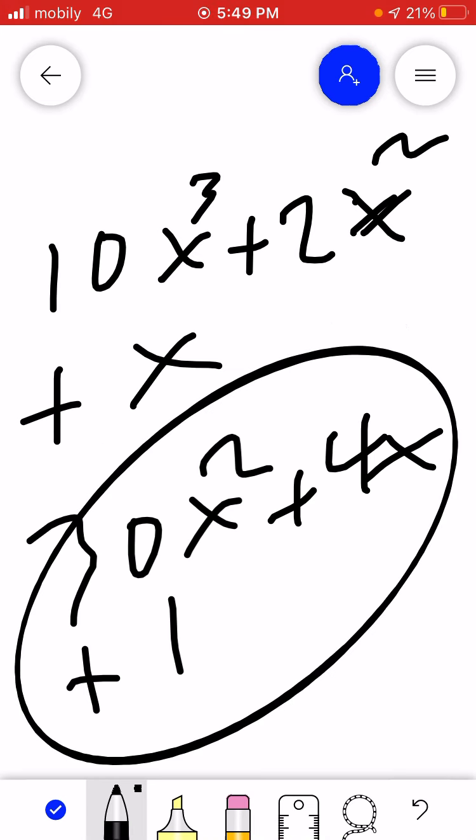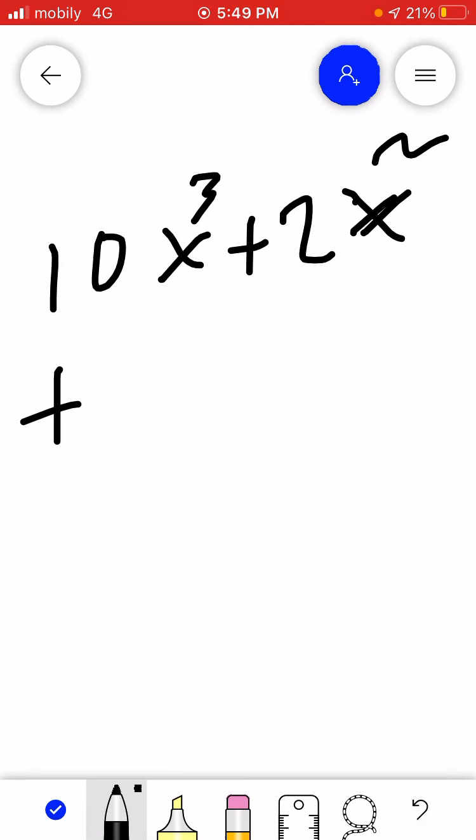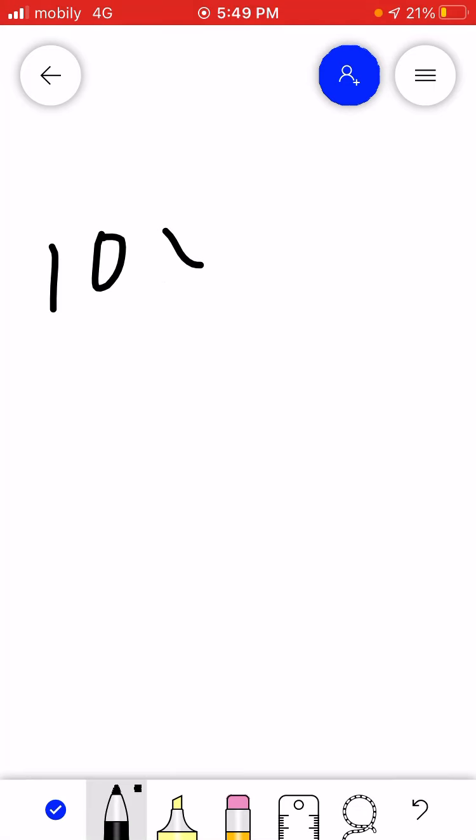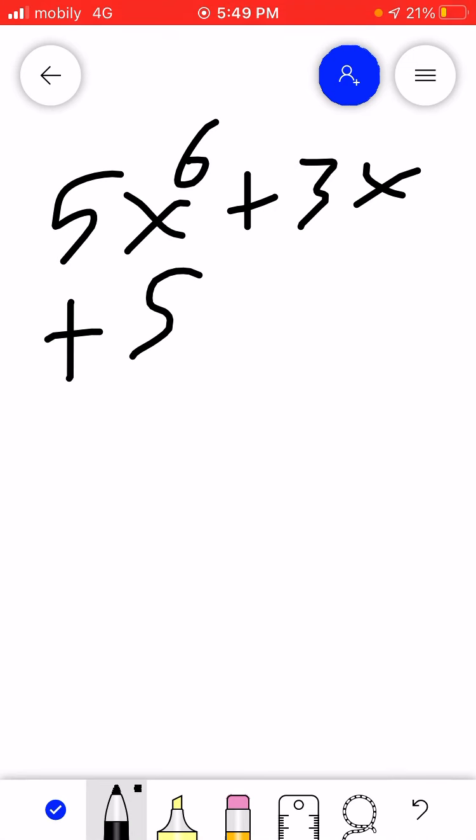Limits is a whole other thing. We can do it later. So that is how we find the derivative using the power rule. For example, let's give you another example. Let's say we have 5x to the 6 plus 3x plus 5. How do you find this one?